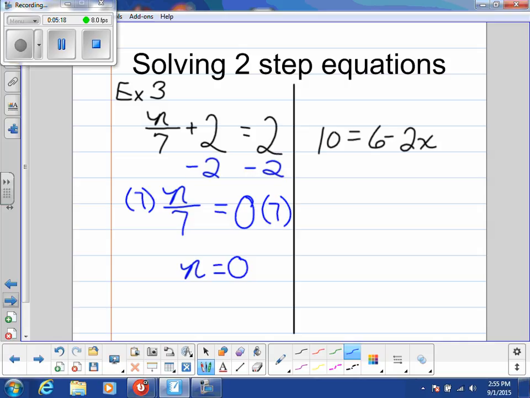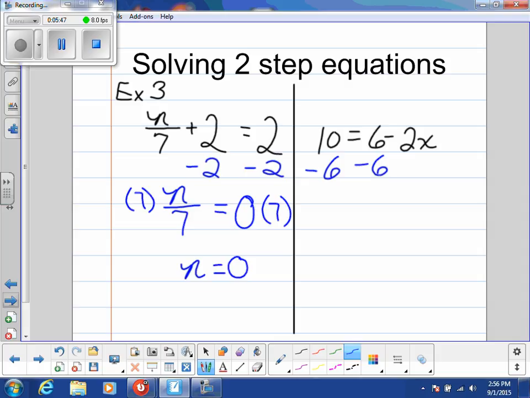I have 10 equals 6 minus 2x. And always I look for the variable and start working on the side with the variable, making the decision about what to do. This 6, think about it, is this 6 positive or negative? It's a positive 6 that I want to take away. So I'm going to subtract 6 from both sides.